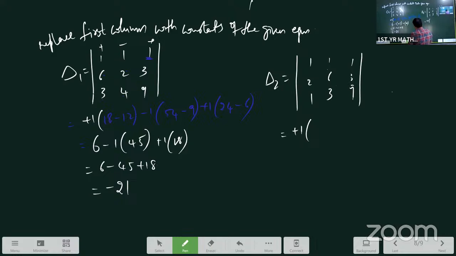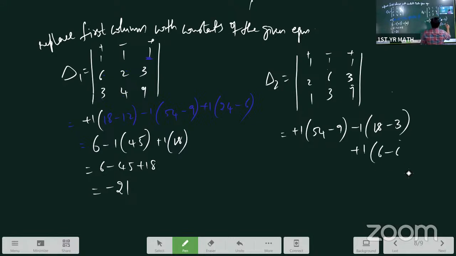9 6 it is 54, right? So again same plus minus plus. So 9 6 it is 54 minus 3 3 are 9 minus 1 into 9 2 are 18 minus 3 plus 1 into 3 2 are 6 minus 6. Okay. Again 54 minus 9, 45 minus 1 into this is 15. So 45 minus 15, which is nothing but 30.